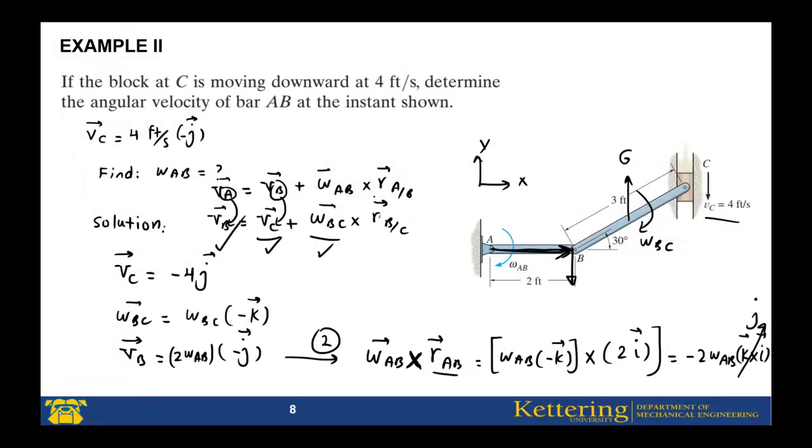The last one is RB with respect to C. That means C wants to go to the B position. This is the vector.